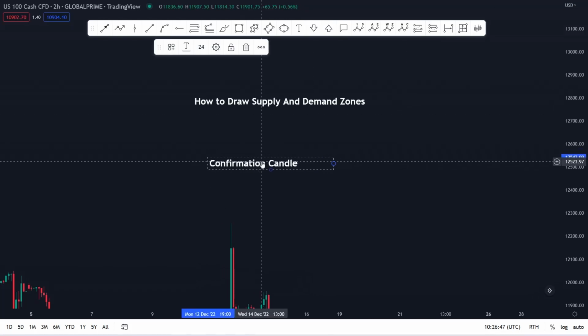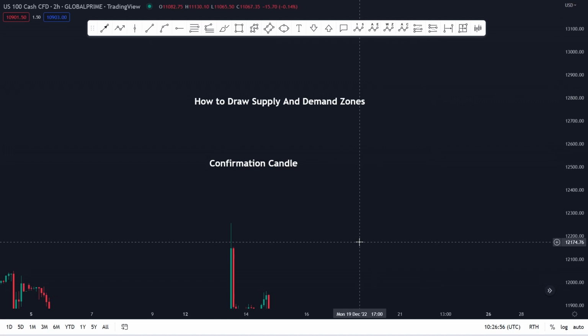In this video I want to show you how to draw supply and demand zones, and I'm also going to show you how to make your confirmation candles, because there was some confusion on some previous videos, so I'm going to deal with that throughout this video. So please focus on this video more so that you can understand even better. If I'm fast, you can also repeat the video, but I'll try to be as slow as possible.